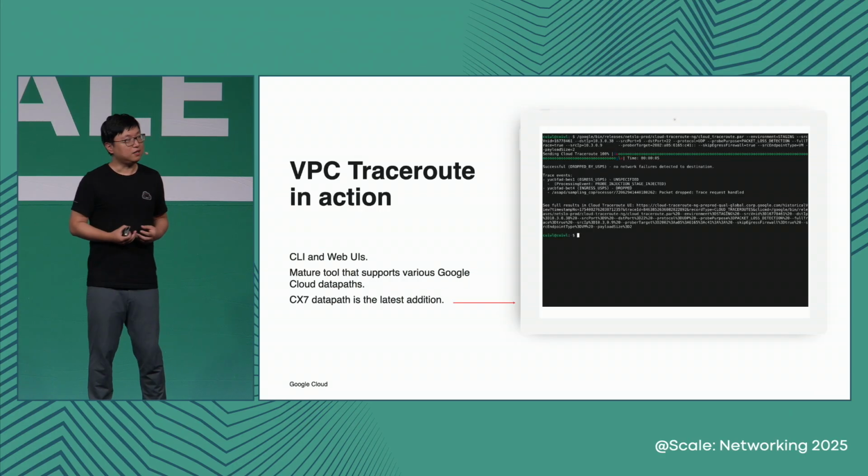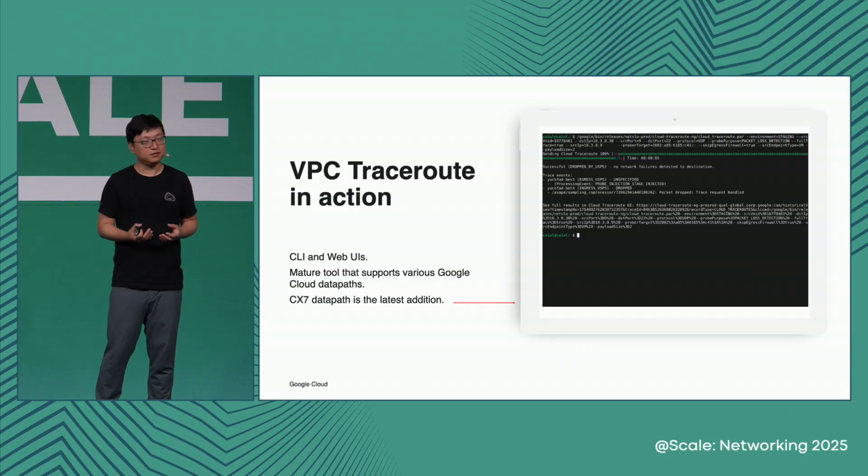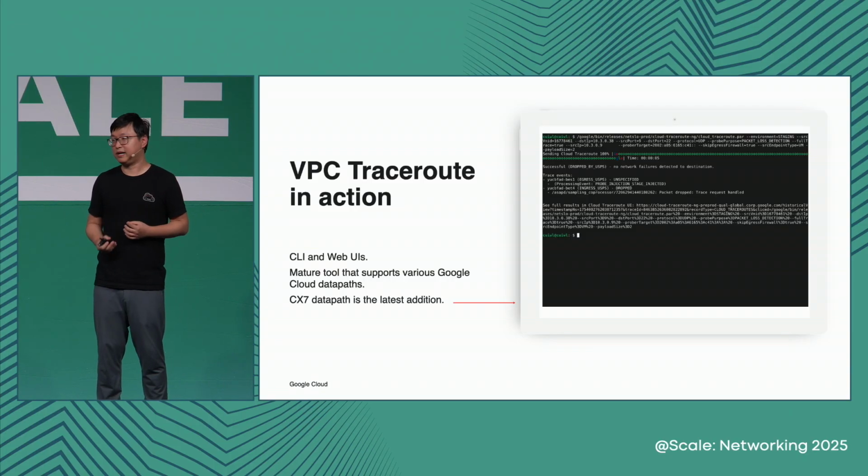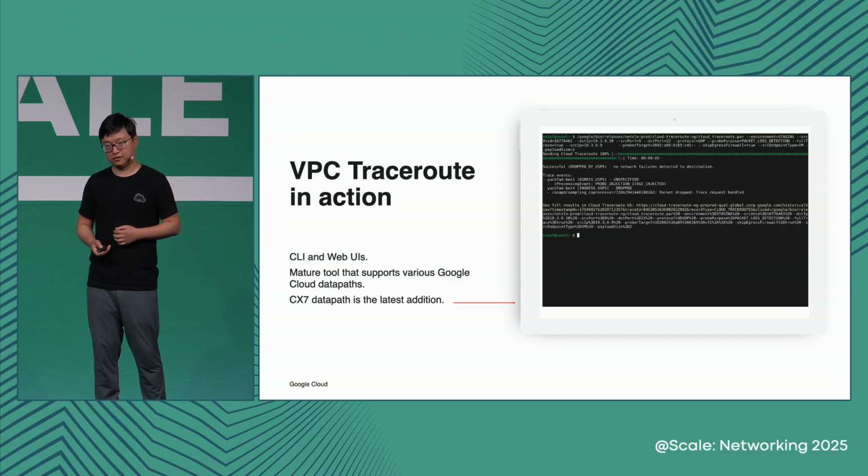So here's a screenshot of the VPC traceroute in action. This integrates seamlessly with our existing CLI and Web UI tools. With a single line of command, we can probe any pair of GPUs in our massive GPU network and tell whether there's a black hole in the network between the pair or not.